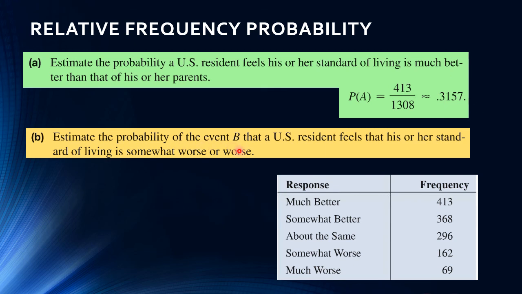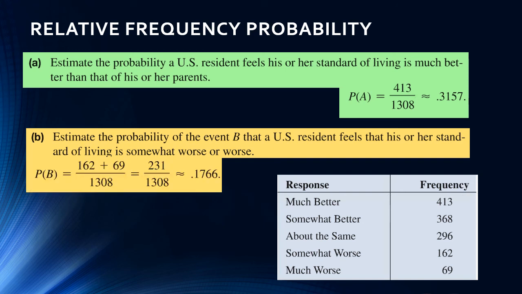So try B and see if you can get that one. Estimate the probability of the event V that a U.S. resident feels that his or her standard is somewhat worse or much worse. Now this is bad language because there is no "more worse," but we're going to have to do somewhat worse or much worse. That's kind of funny. So we're going to look at these second two. You're going to add these numbers up. This will be your numerator, and the denominator will be the same. It's the sample space or the total number of trials or people surveyed. And you can see that there.